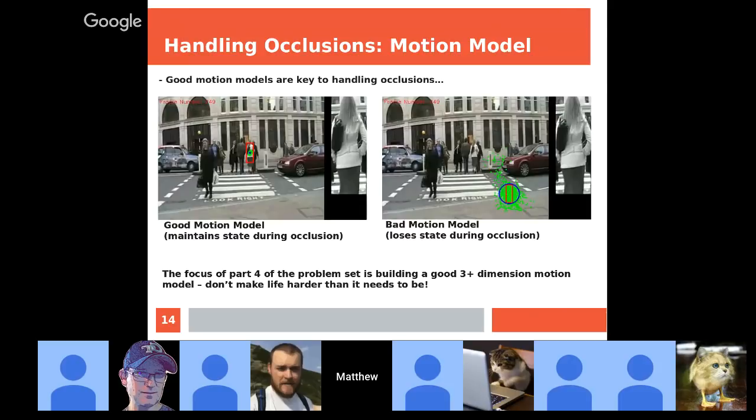And I've added this note at the bottom because many people are trying to be very fancy in their handling of occlusion and build in advanced techniques. The focus here in part 4 is just incorporating an extra dimension, the scale dimension, into your problem set and tuning a motion model well enough to handle occlusions. You don't have to be fancy unless you want to be.